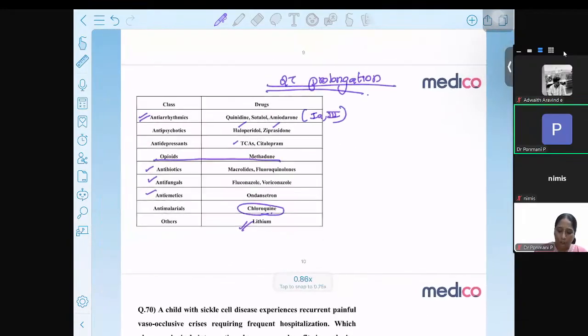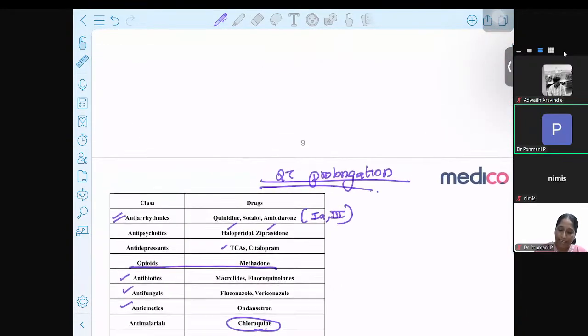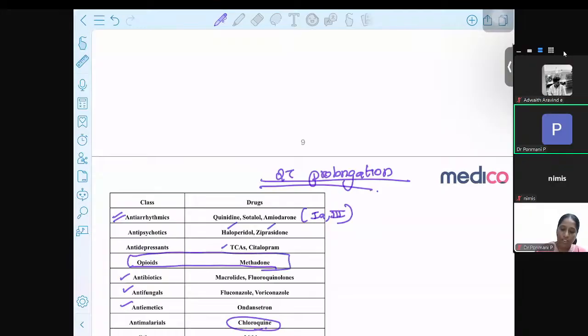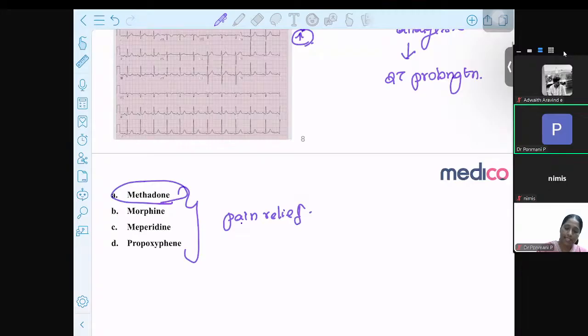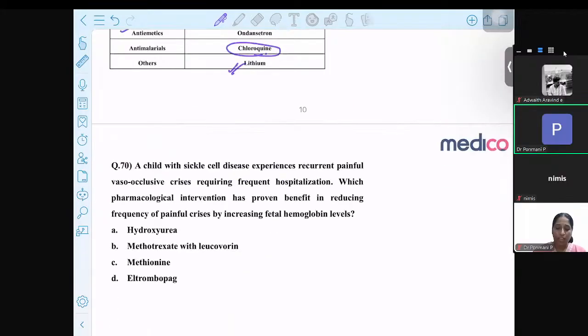So among the options, is there any pain relieving drug? We have an opioid, which is methadone. So we will look at whether methadone is present. Yes, it is present. So this is the culprit here. This methadone has caused QT prolongation in this lady, and this has led to syncope. Clear? So now we'll move to the next question.